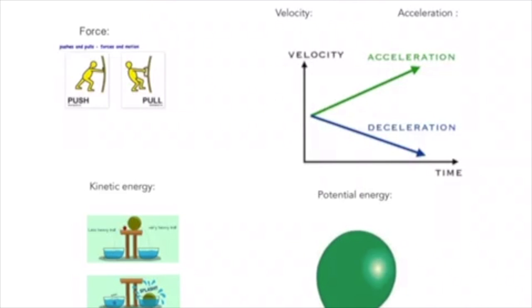A few vocabulary words you need to know are force, the interaction that causes a change between motion of objects. Velocity, the speed or direction of moving objects. Acceleration, a change in velocity. Kinetic energy, the energy an object has because of its motion. Potential energy, the amount of energy that's stored in an object. So you can see here, the ball will have more kinetic energy, and the balloon has potential energy stored inside of it.